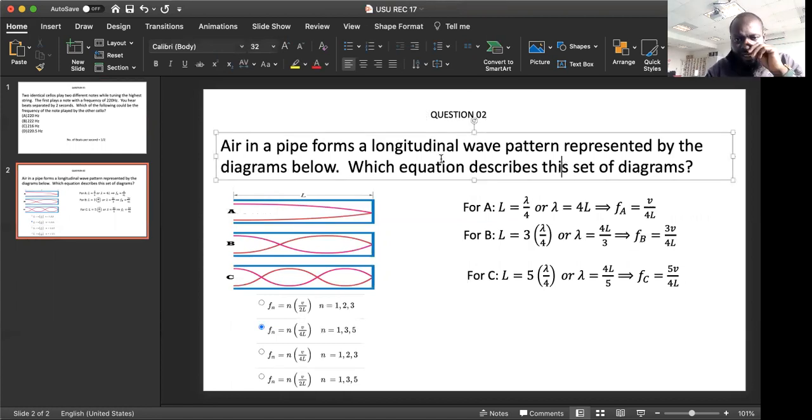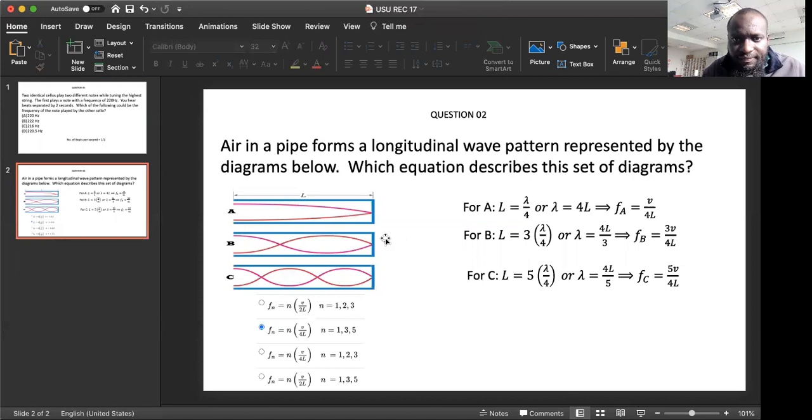The second question says, a pipe closed at one end forms longitudinal wave patterns represented by the diagram. This is a very standard case. You can read this in your textbook. The general formula is the B, the second one, nV over 4L, n equals 1, 3, 5. I'm just proving it right here. For part A, the length of the pipe is just 1/4 of a wavelength. If you complete this wavelength, it's going to be up to here. That's one wavelength. So for A, L is lambda over 4, lambda is 4L. I put that in my frequency formula: V over lambda becomes V over 4L for the frequency of A.